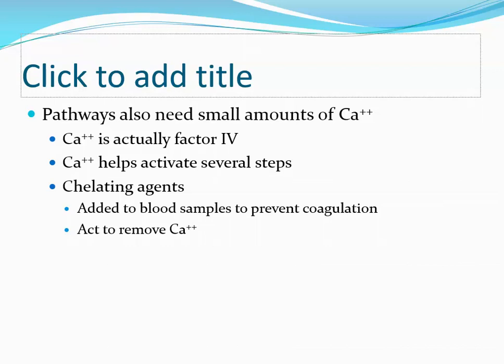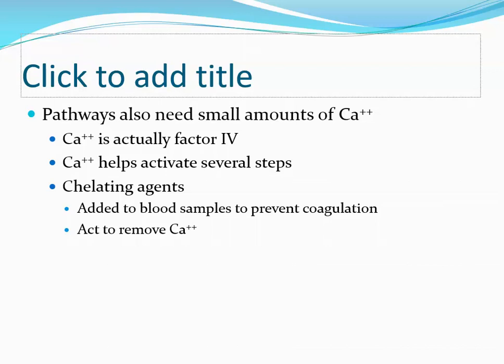Many times when we take a blood sample, we do not want the blood to clot. Maybe we're measuring clotting time, prothrombin time. So when you draw the blood, in the tube will be a special material called a chelating agent. This chelating agent will prevent the blood from coagulating because it removes the calcium.